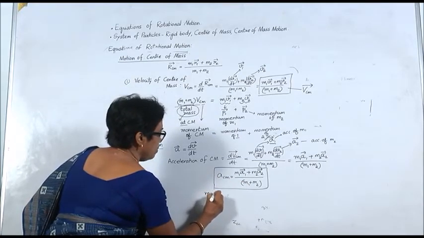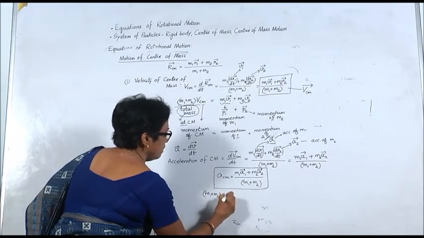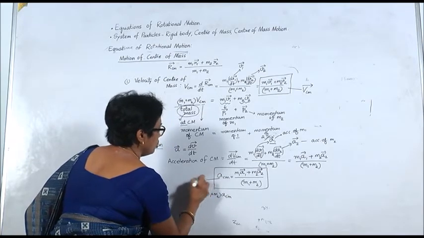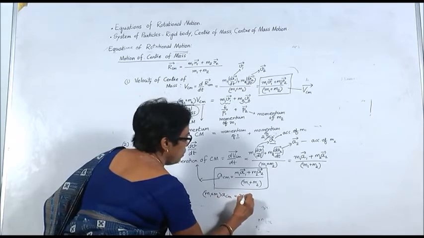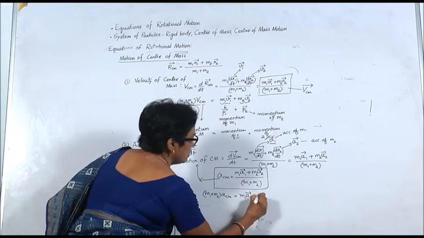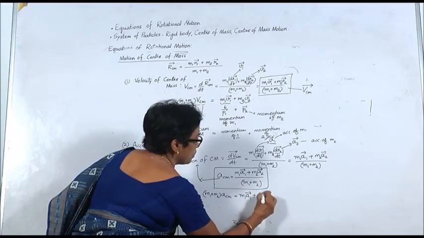So, I get m1 plus m2 times acm. acm is the acceleration of center of mass, this. So, this equals m1 a1 plus m2 a2.